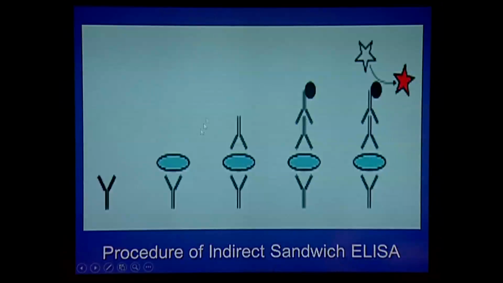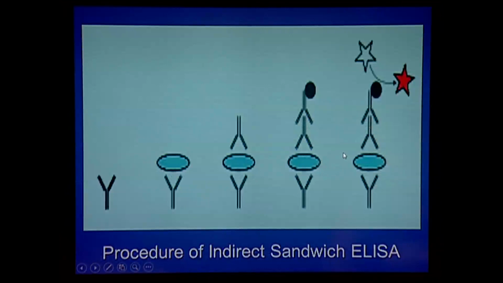Here we use a total of 3 antibodies: one capture antibody, antigen, a second antibody which is raised against a different epitope of the same antigen, and presence of this antibody is detected by using a secondary antibody tagged with an enzyme. So, this is an example of sandwich ELISA, but indirect sandwich ELISA.